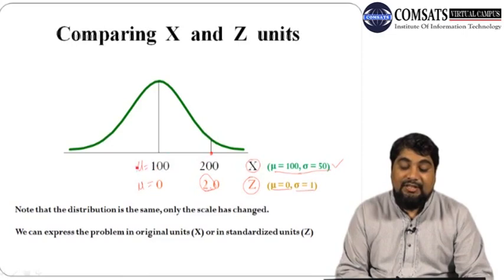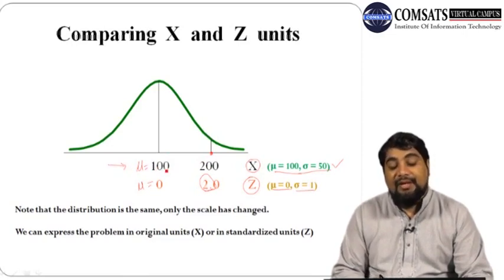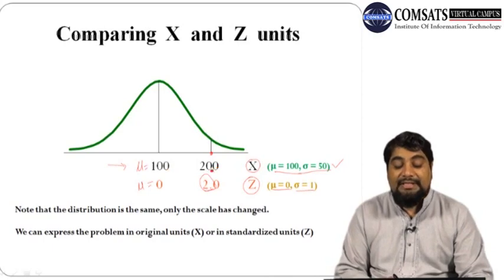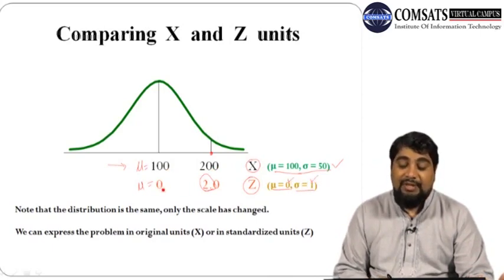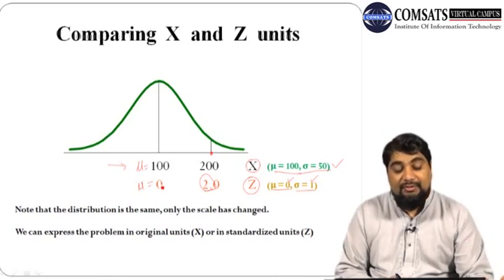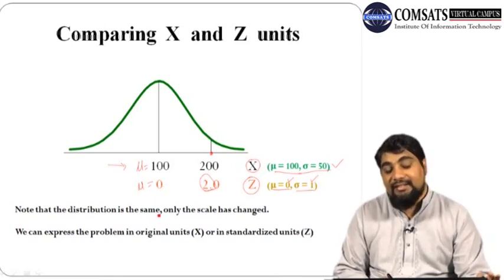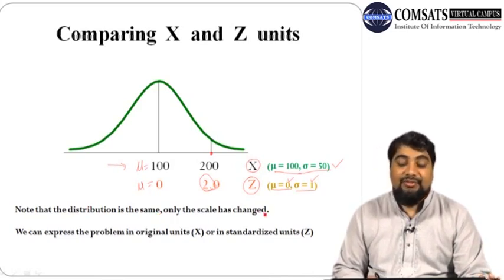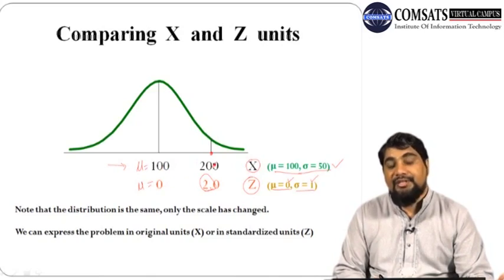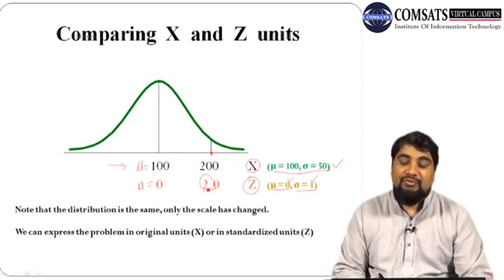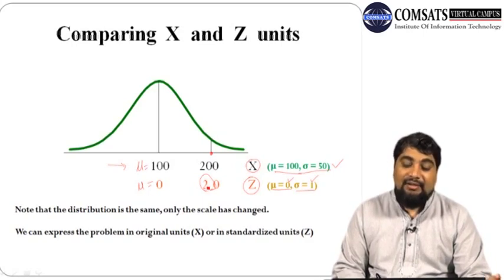So you can see that originally we have this scale, mu is 100 and the value of x is 200. But since the distribution has been standardized by converting the mean to 0 and sigma to 1, now we have the new numbers. Note that the distribution is exactly the same, only the scale has changed. So instead of 100 we will use, in case of a standardized random variable, 0, and instead of 200 we will use the number 2. So there is only a difference in scales while the shape of the distribution is exactly the same.